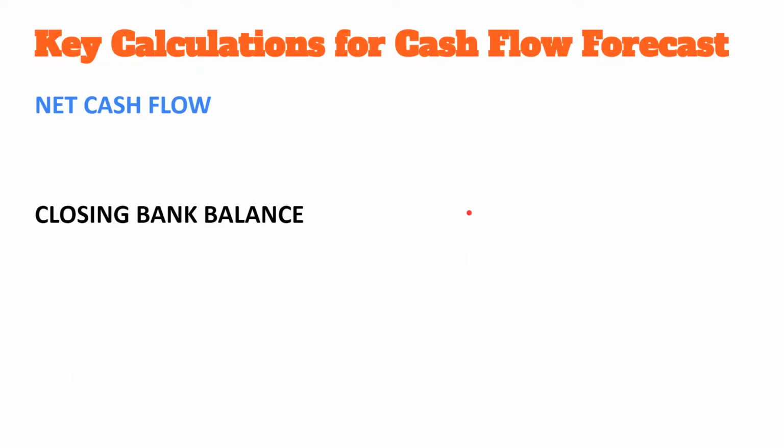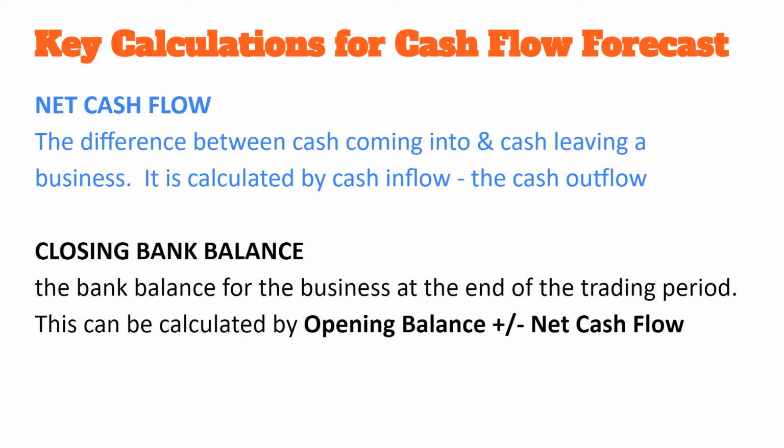Okay, so what about the key calculations? There's two absolutely crucial calculations for the cash flow forecast, and that is net cash flow and the closing bank balance. So just test yourself now. Can you actually identify how to calculate each of those on the cash flow forecast? All right, so pause it now if you want to test yourself. Okay, so first up, this is simply your receipts or your cash inflows minus the cash outflow. So that's it in a nutshell. Cash in minus cash out. That is your net cash flow position.